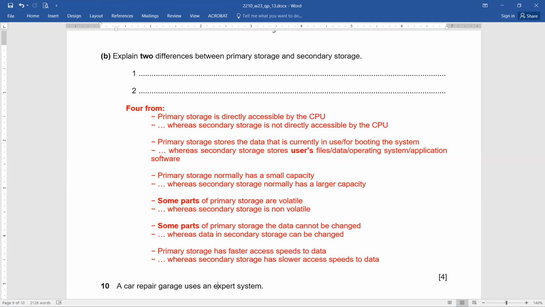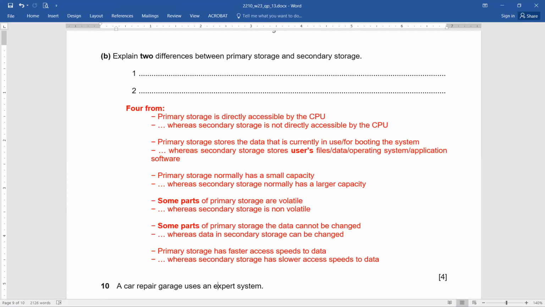Some parts of primary storage are volatile, and why some parts? Be very cautious. Some parts because, by the way, what are the primary storage devices? Can you recall quickly? Wonderful, Ali. It's RAM and ROM. So out of these, RAM and ROM, which one is volatile and which one isn't volatile? Yes, definitely. RAM is volatile while ROM is non-volatile. So although they both are considered part of primary storage, RAM is volatile while ROM is non-volatile.